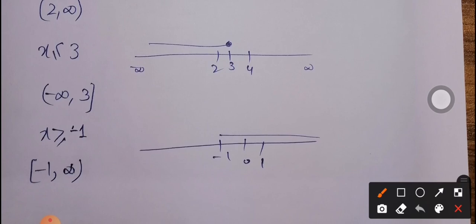Less than 3 means I have to go backward from 3, so minus infinity to 3 will be the corresponding interval. All these elements are less than 3 and equality means we have to use the close bracket here, but it must be open from infinity. When we have x is greater than or equal to minus 1, greater means we have to move towards positive infinity, and this equality sign will mention the close interval from minus 1 but open from infinity.